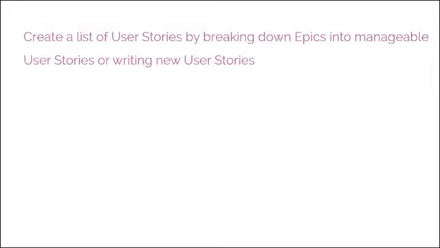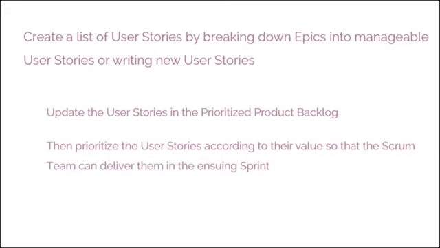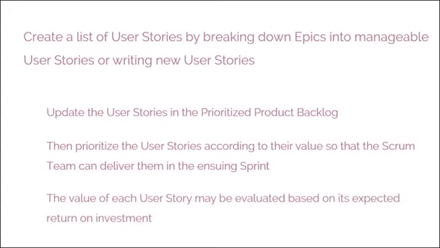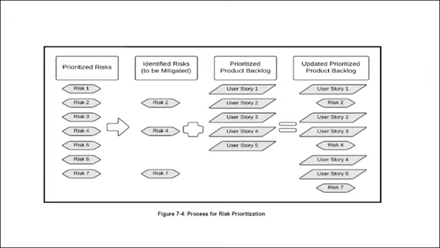3. Create a list of user stories by breaking down epics, or large user stories, into manageable user stories and/or writing new user stories. Update the user stories in the Prioritized Product Backlog. Then prioritize the user stories according to their value so that the Scrum team can deliver them in the ensuing sprint. The value of each user story may be evaluated based on its expected return on investment. 4. Combine lists in Step 2 and Step 3 and prioritize them by value to arrive at the updated Prioritized Product Backlog. Figure 7.4 illustrates the risk prioritization process.